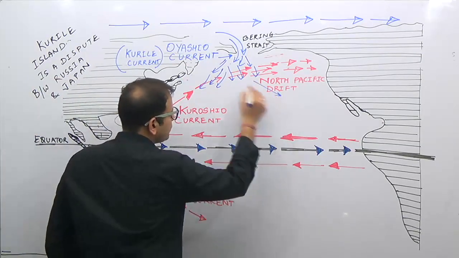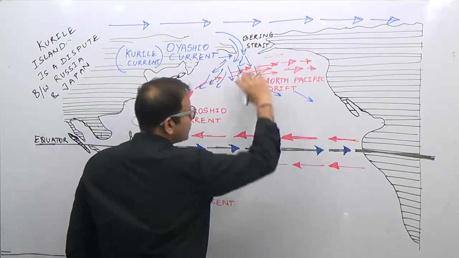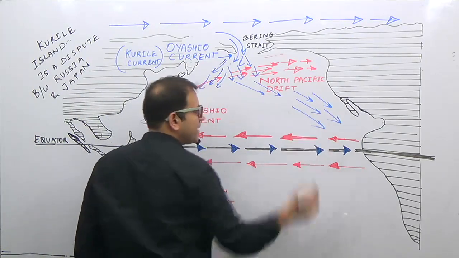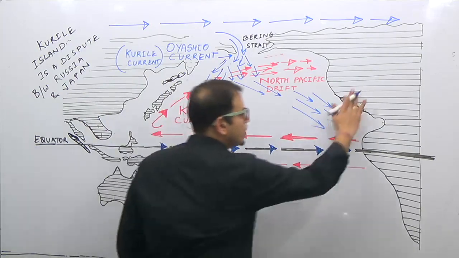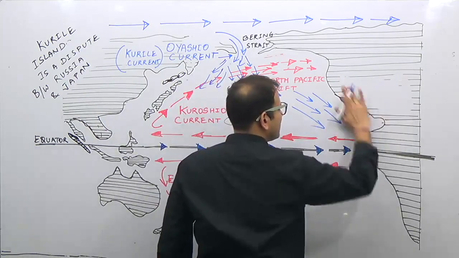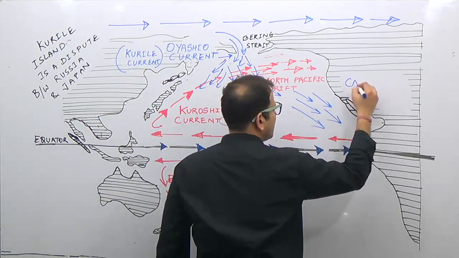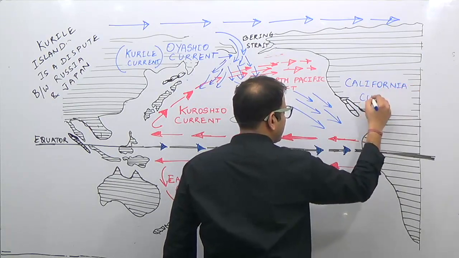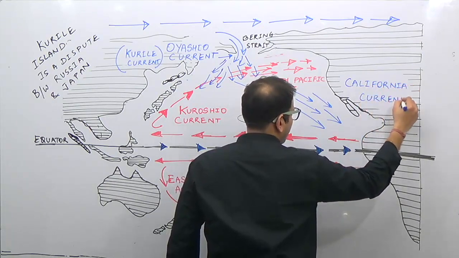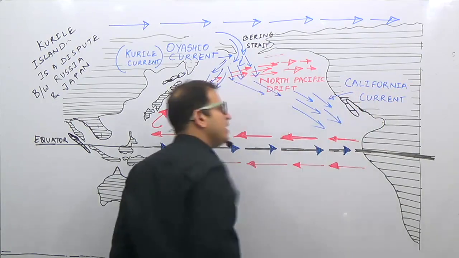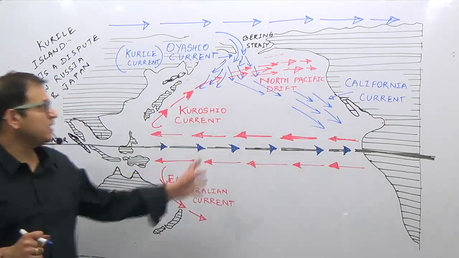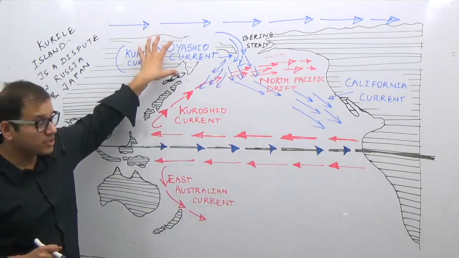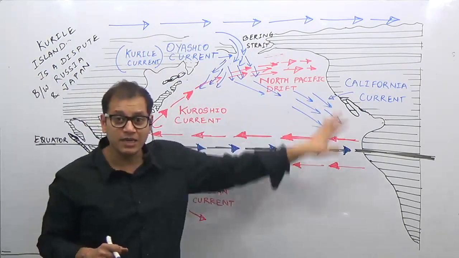Now this cold current then mixes with the North Pacific drift, and it comes downwards here as usual, which is similar to a Canary current. Now this current here is known as the California current. So what are the important cold currents of the North Pacific? The Oyashio current system, which is known as the Kuril current, and the California current system.